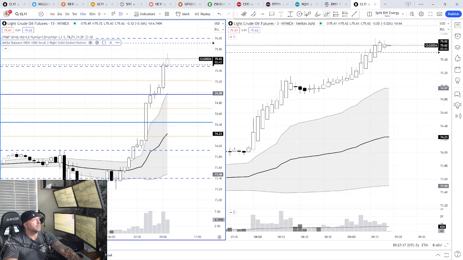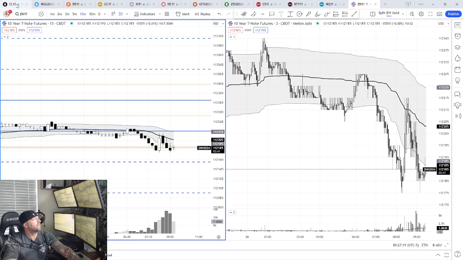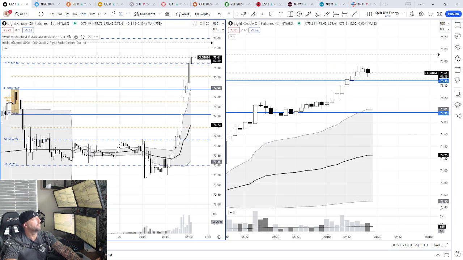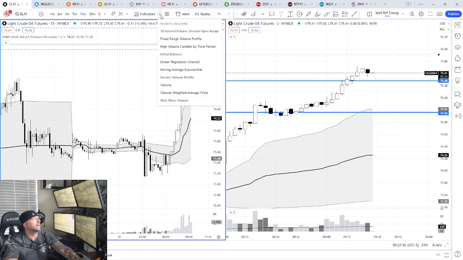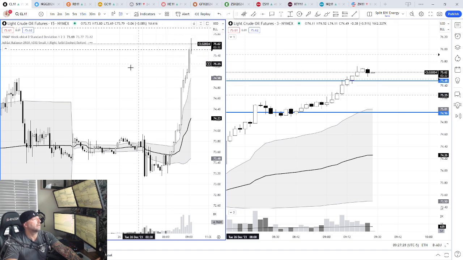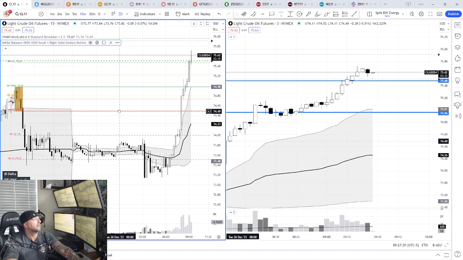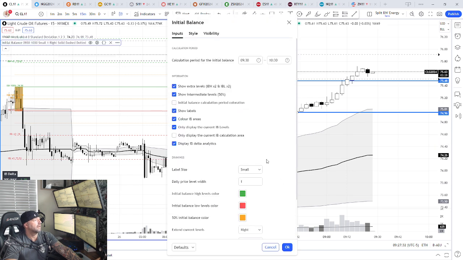All right, well, my initial balance indicator is not working and I can't figure it out for the life of me. If I just remove it completely, add it back. Look at that.